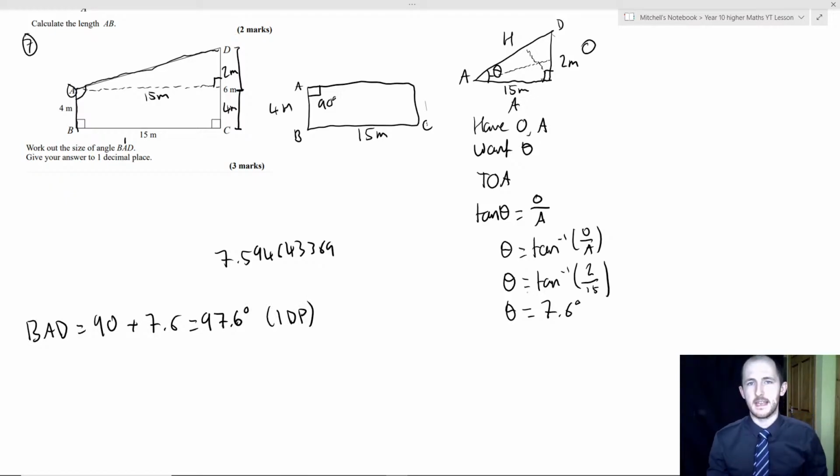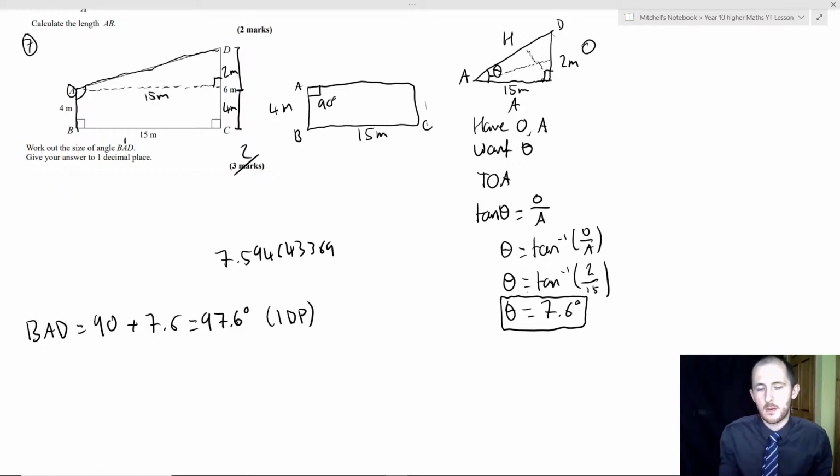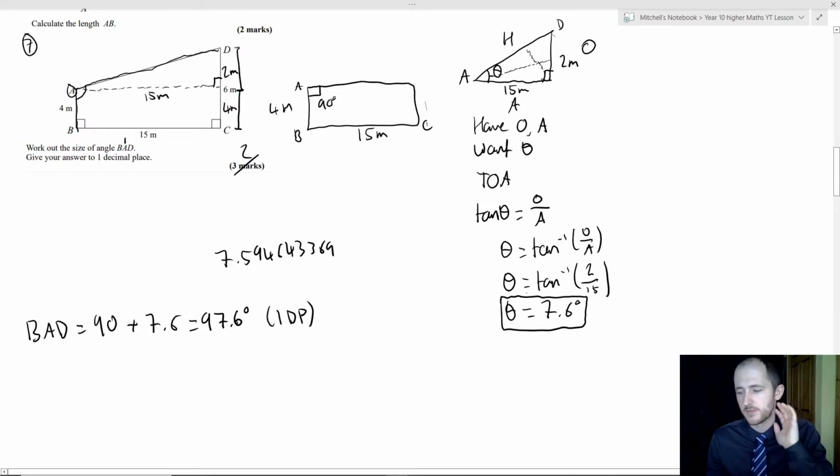So you can probably see exactly where students lose the final mark, because they think that this is the answer. Read the question. It's the whole angle. Okay? So if you slipped up on that bit, that should give you some motivation to make sure you're reading the question extremely carefully.